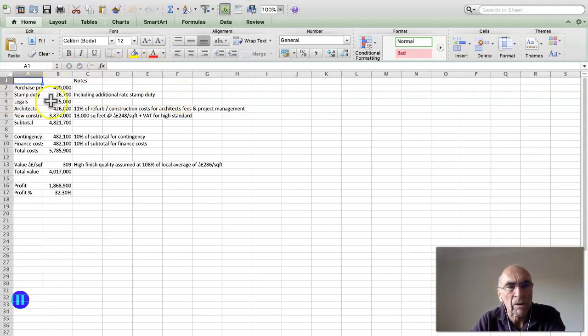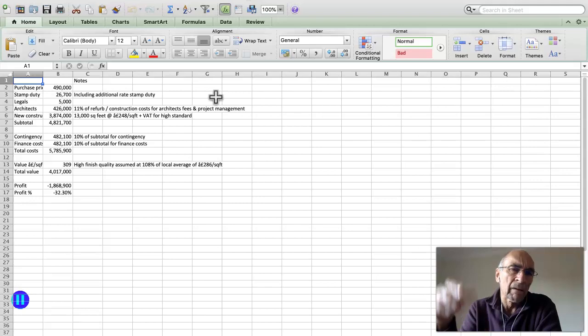Legal costs we're assuming are going to be £5,000 or in that region. Architects' fees and project management we've taken as 11.11% of the refurbishment and construction costs. So that's 11% of 3.874 million. And the way we arrived at this was just very roughly. We took 26 residential units of 500 square feet each, which is 13,000 square feet. We probably should have added something for circulation areas as well. So probably the area we've got is a bit light there.